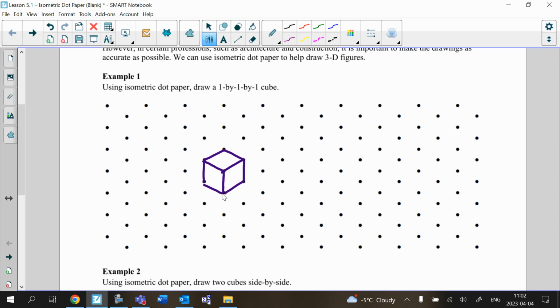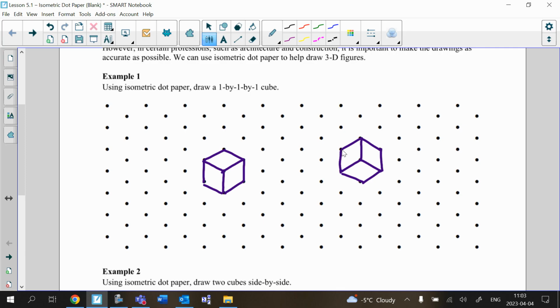There is another way you could sketch a cube, and that's looking at it from the bottom. Where do you think I would draw my vertical segments if I want to look at it from the bottom? If I look at it from the top, I drew the vertical segments down. If I look at it from the bottom, I draw the vertical segments up and then connect. So that's another way to draw it, kind of looking at it from below. That's how we basically draw a cube using isometric dot paper.